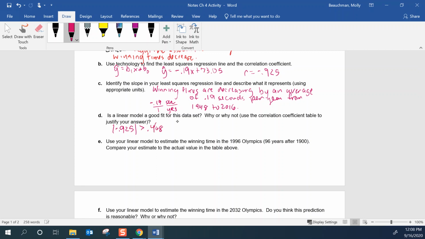So you would write that in the sentence. So the answer is yes, because the absolute value of our correlation coefficient is greater than the value in the table for n is equal to 18, which is 0.468.